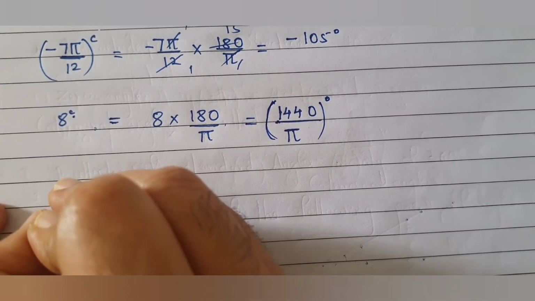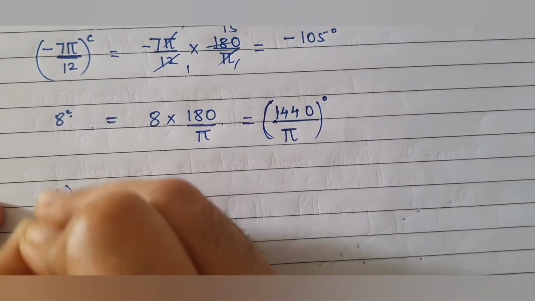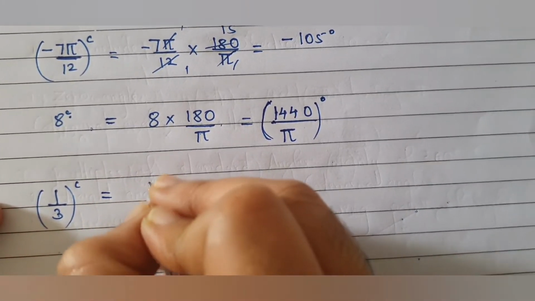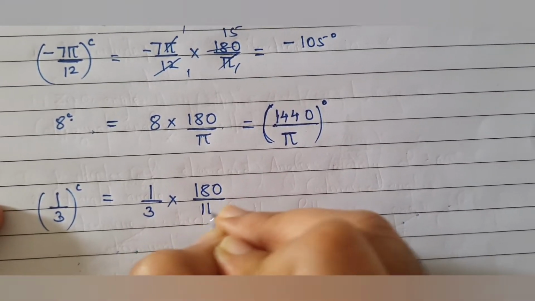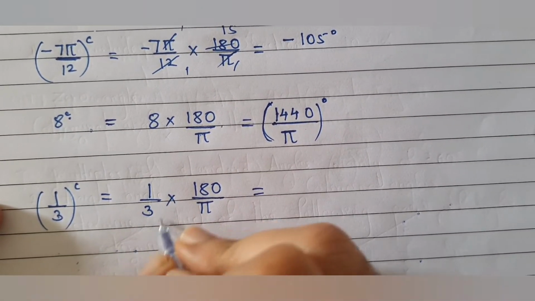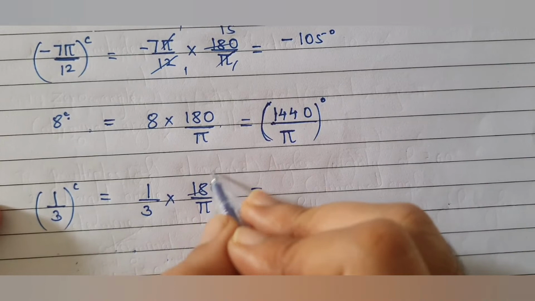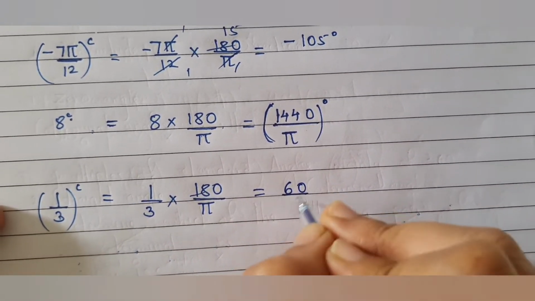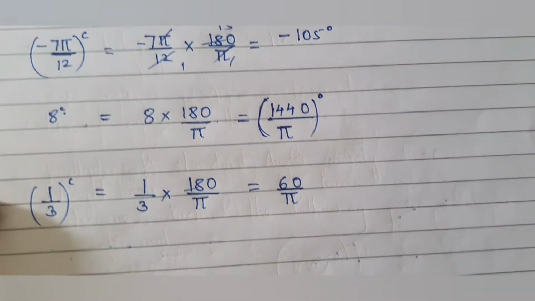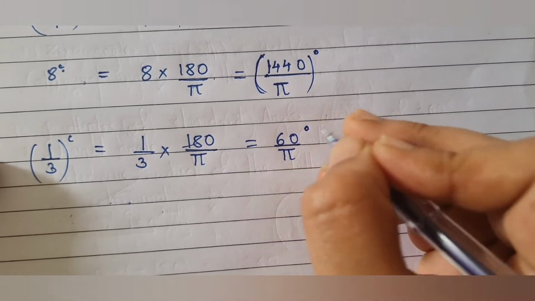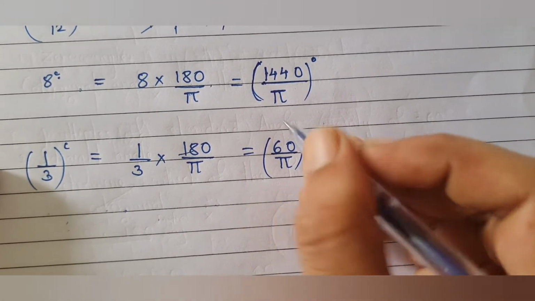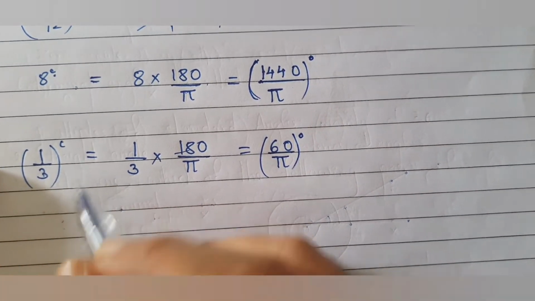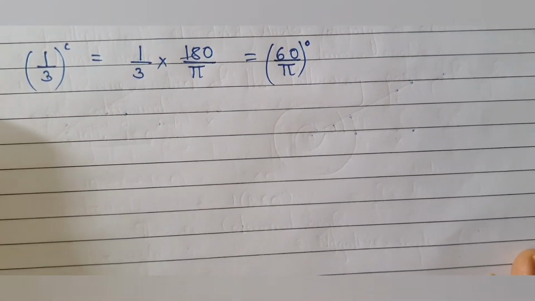Similarly, our next sum is 1 by 3 radian is equal to 1 by 3 into 180 by pi, that will be equal to 3 ones are 3, 3 sixes are 18 and 0, so 60 by pi degrees. Never forget to give this symbol of degree, otherwise you will get less marks.